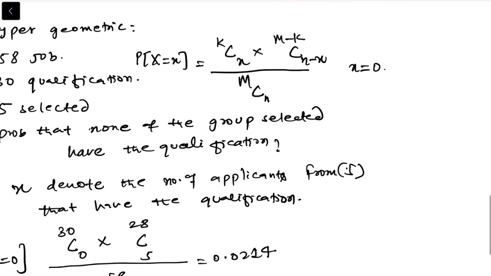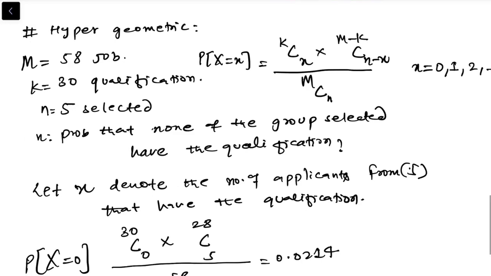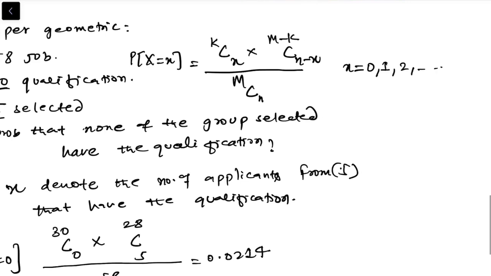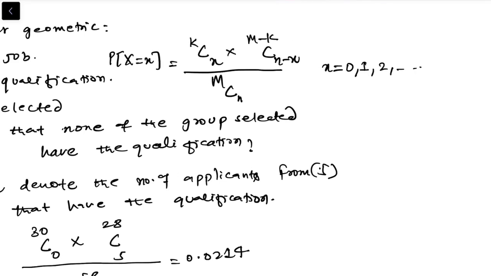You can have 0 preferred candidates, 1 preferred candidate, 2 preferred candidates. What is the maximum value of x? You can observe from this example that here you have 30 preferred candidates, out of which you are going to select only 5. So there is a restriction that you can only select 5. So the maximum you can have is 5.